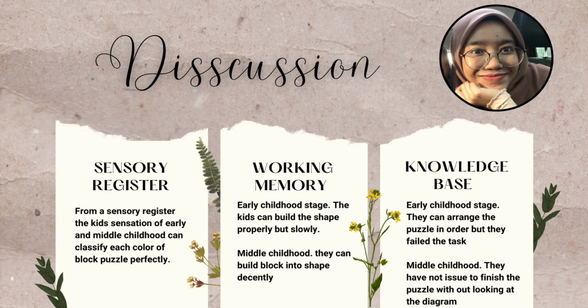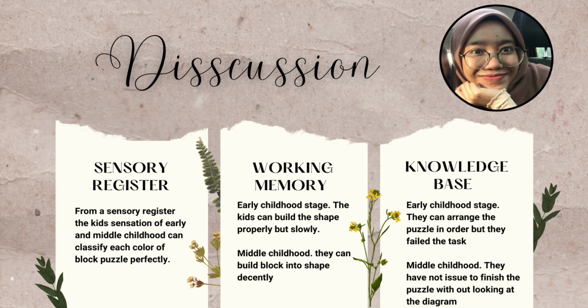We move to the next one, discussion. There are 3 points of discussion. The first one is sensory register. We can see there is no difference in kids' sensation between early childhood and middle childhood because they can classify each color of the block puzzle such as red, green, yellow, black, blue and orange.